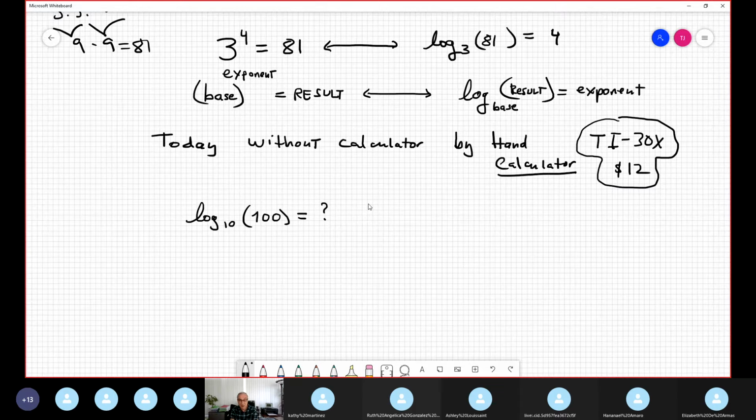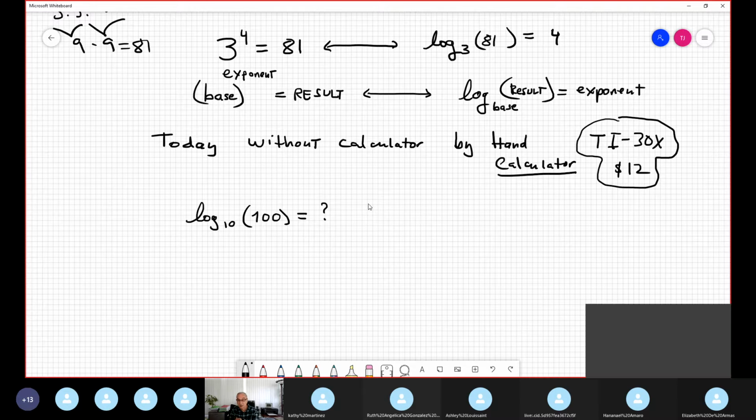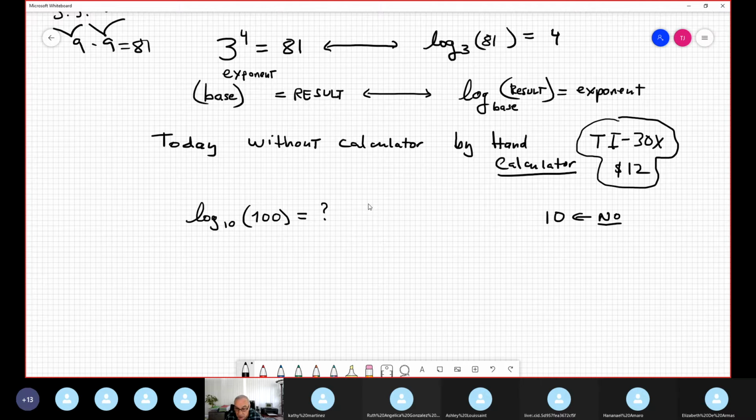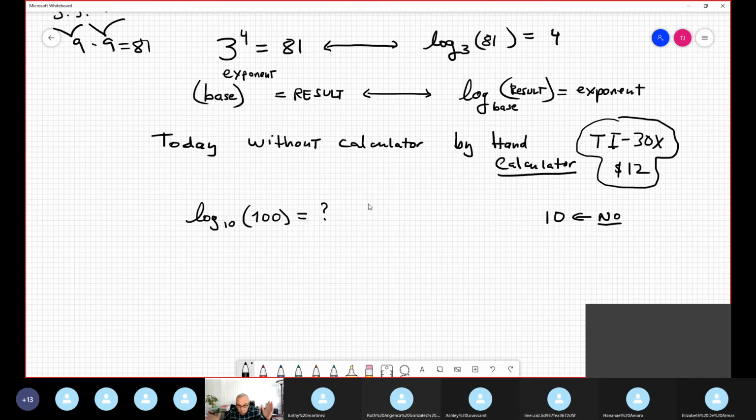Try guessing. Remember the idea for the logarithm. Is it 10? No. It's not 10. Okay, what is the idea? The idea is, what is the exponent necessary to raise 10, which is the base, in order to get 100? It's 2. Very well. It's 2.